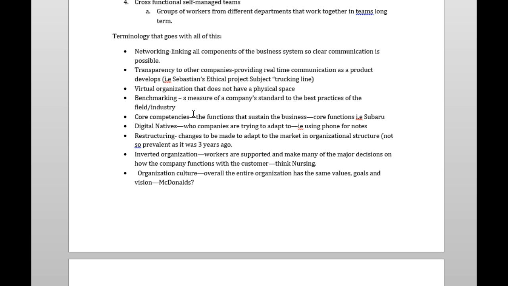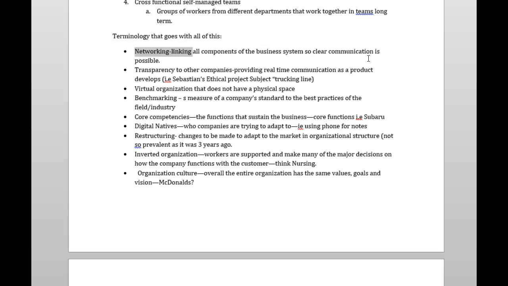Oh boy, terminology. Okay, we have networking, and networking is linking it all together and making sure that the communication is as clear as possible. You have transparency to other companies, providing real-time communication as the product develops. Sebastian, the gentleman who talked about that has the trucking firm, has these people call in hourly so that he knows and can inform his clients what's going on. That one might be an example of real time.